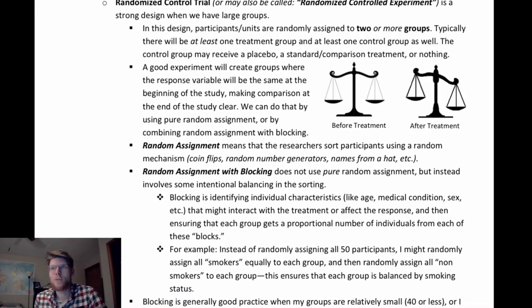40 or 50 or 60 people, maybe it's a little bit iffy with random assignment that I'm going to get relatively equal groups. So maybe what I want to do is block by gender, block by age, block by race, block by medical history, smoking status, different things like that, to make sure that I'm getting an equal number of people from those subgroups in each of my experimental groups. So it just kind of is like a safeguard for getting equivalent groups, especially if I don't have a whole lot of people in my study.